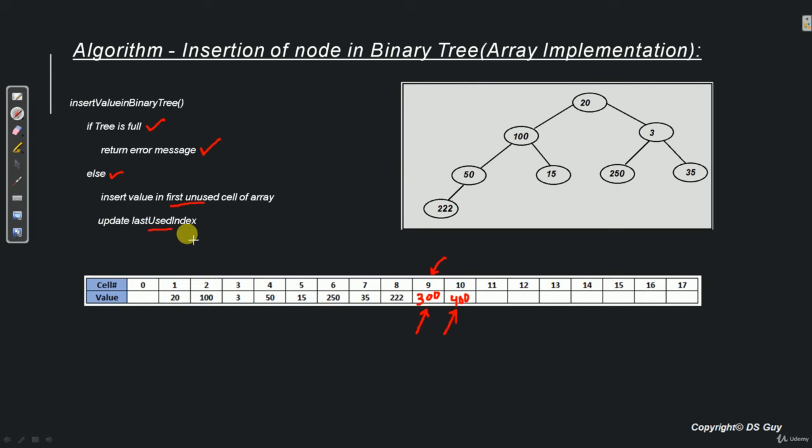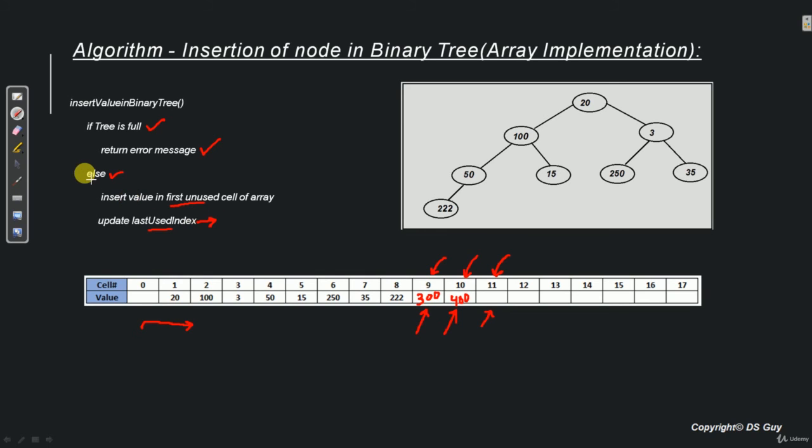Now why are we using this variable? You see that using this variable makes insertion so simple. The time complexity becomes order of 1 because we need not start from the first cell and keep going towards the right until we reach the cell which is empty. Instead of that, we are directly jumping to cell number 10 and we do a plus 1 and we reach the cell number 11, which is the next empty cell. Fine. So I hope you have understood how to insert a node in a binary tree.